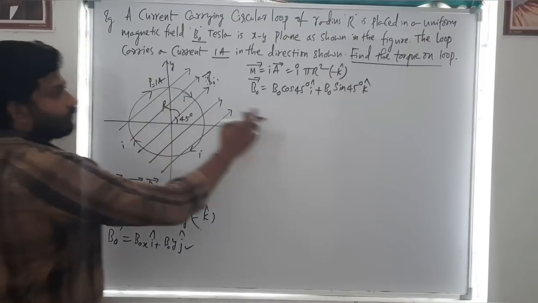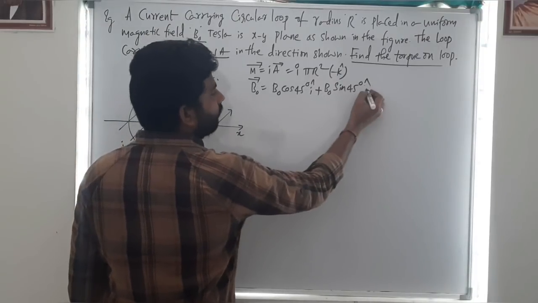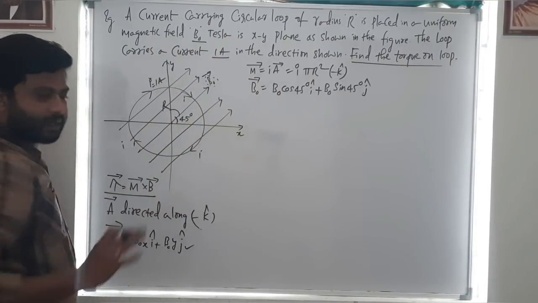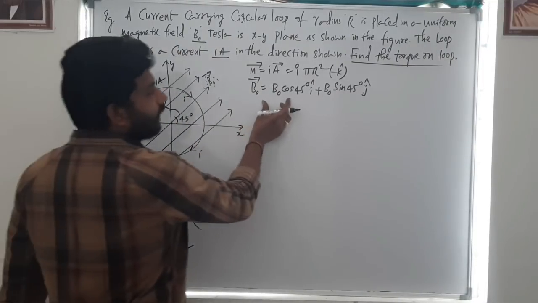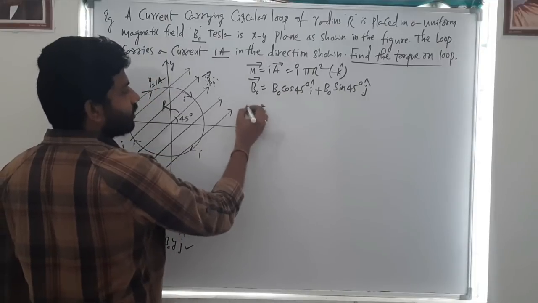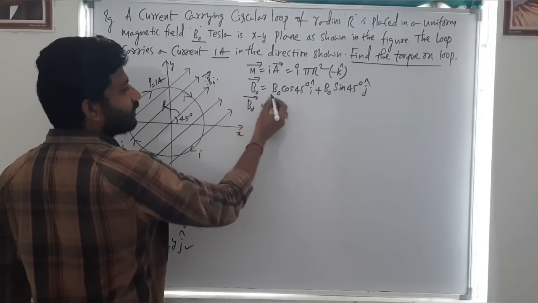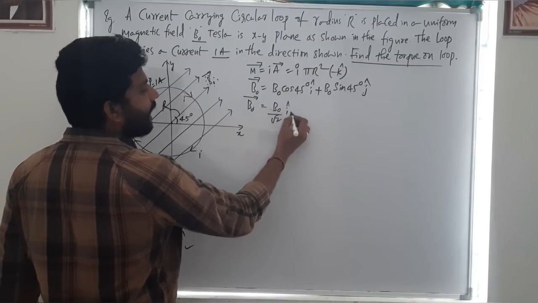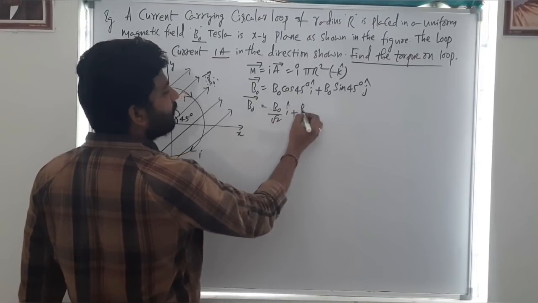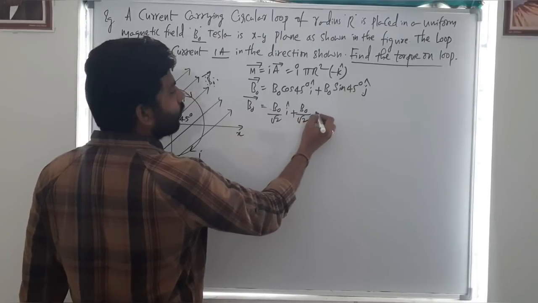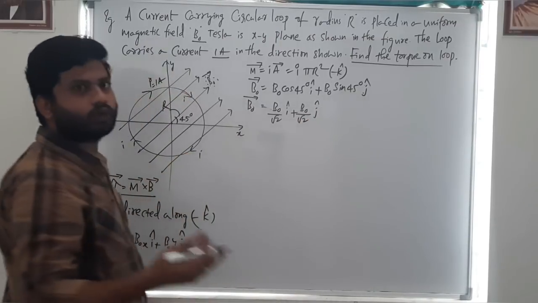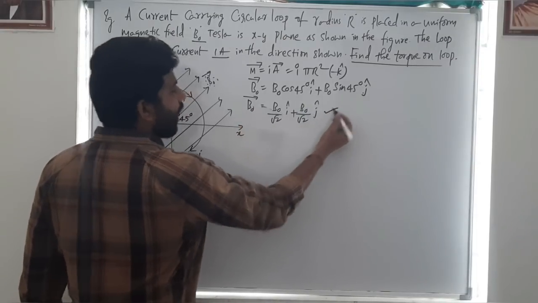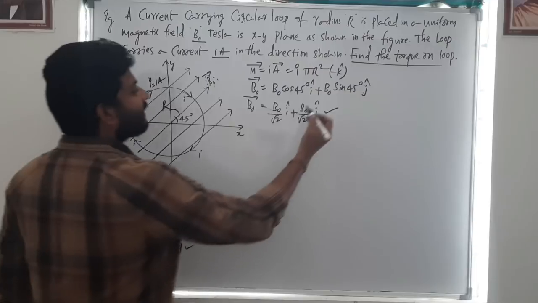Now, so it's J cap. Right? Along x it's I cap, along y it is J cap. Clear? So what is this value? Let me write this value. So this B naught bar is equal to B naught cos 45, it's root 2 I cap, plus B naught by root 2 J cap, because sin 45 is also 1 by root 2. Is it clear?